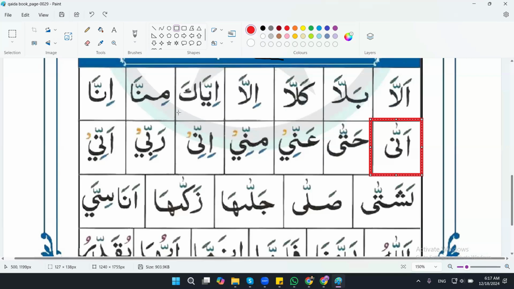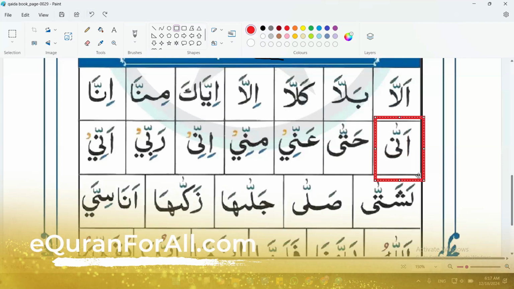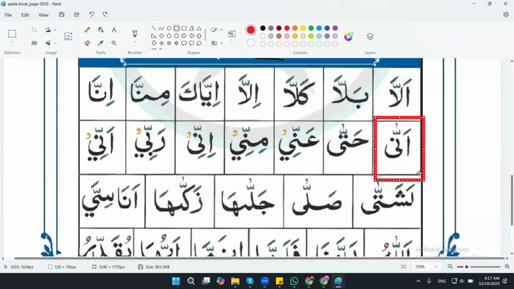Okay, this word and the previous word, noon, both we have to stretch for 2 seconds, because the previous noon had alif madda and this noon has standing fatha on it. So that's why we have to stretch for 2 seconds. Anna.